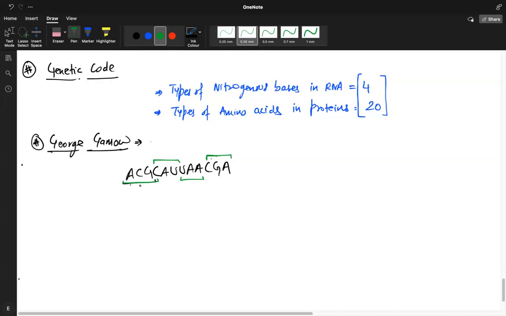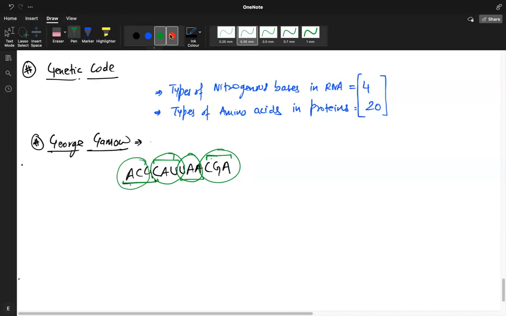So he said each code constitutes 3 nitrogenous bases. And people ask, okay, why 3? Why not 2 or 1? See, 1 will not make sense, because if it is just 1, you just have 4 nitrogenous bases. Why not 2? Because mathematically, it will have 16.